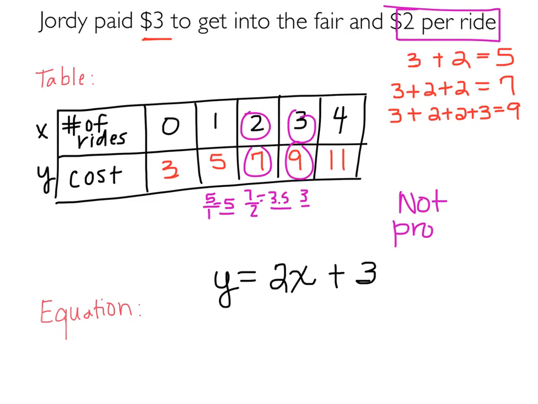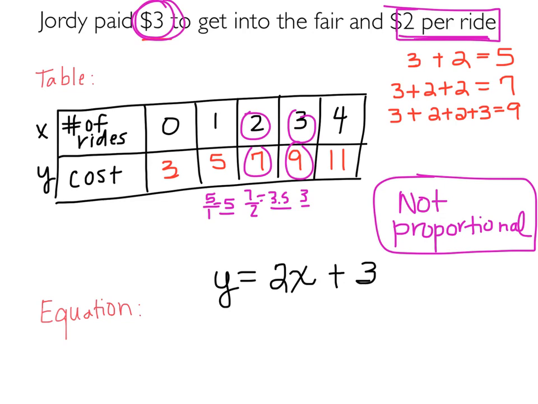This situation, again, is not proportional. The reason is that it does have that $2 per ride, but you paid that $3 fee to get in to start with. So that changes the cost, just because of that. So this is not a proportional situation. Now, I want you to notice the equation looks a little bit different than our other one. What's special about this one is it has that extra part added on. That makes it not proportional. If it just said 2x, that'd be fine because it's changing by $2 every time. But because you add on that extra fee, it's not proportional.